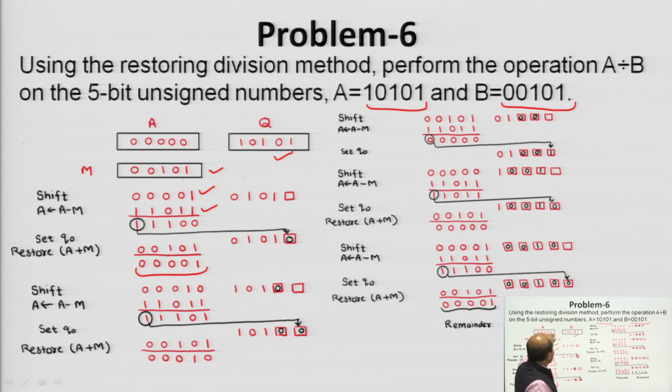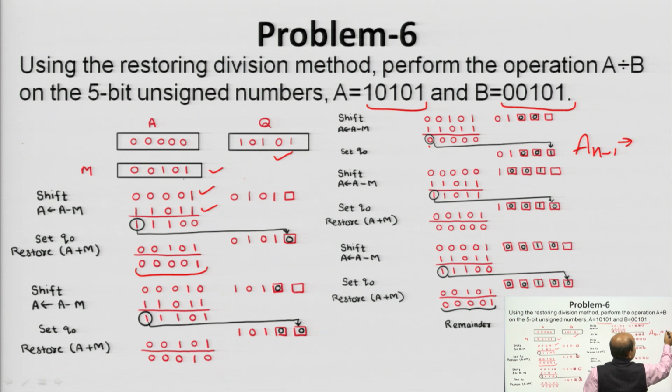The number of cycles is equal to the number of bits in the Q register or M register. So, there are 5 bits in the Q register, so 5 times this cycle will be repeated. Here you can see the A n minus 1 bit is 0. So, if this bit is 0, then we set the Q naught bit equal to 1. So, a simple operation: we have to check the A n minus 1 bit.